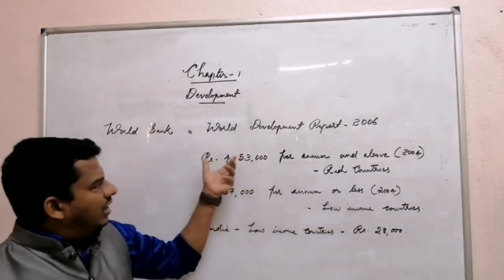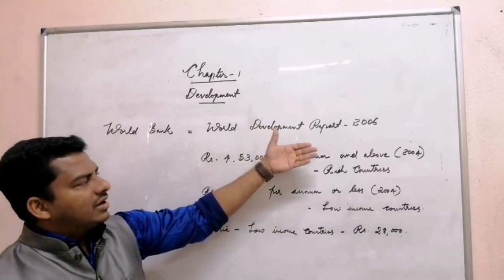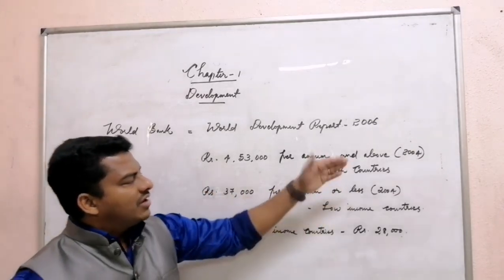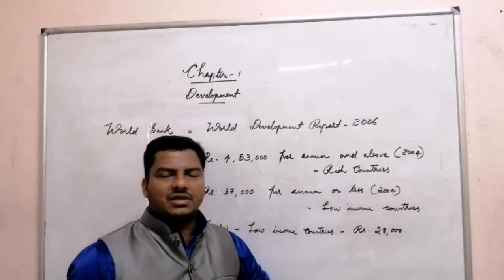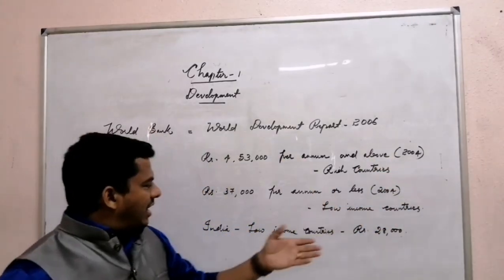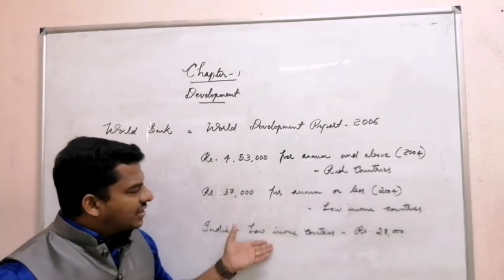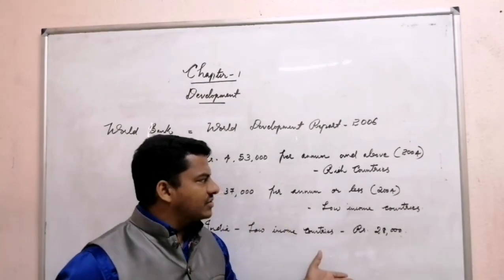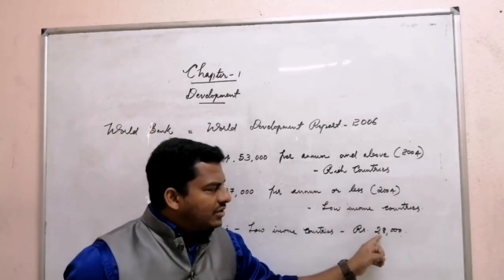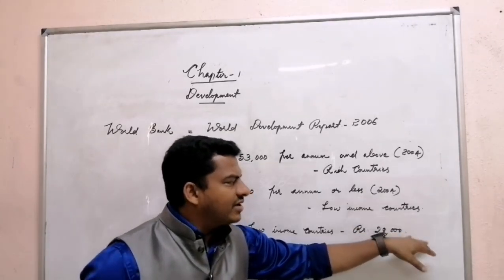Look at this example. Rupees 4,53,000 per annum and above will be considered as rich countries income, and rupees 37,000 per annum or less will be considered as low income countries. This is a classification of countries into rich countries and low income countries. According to this criteria, India is coming under the category of low income countries. Why? Because India's per capita income in 2004 was only rupees 28,000. That's why India is coming under the category of low income countries.